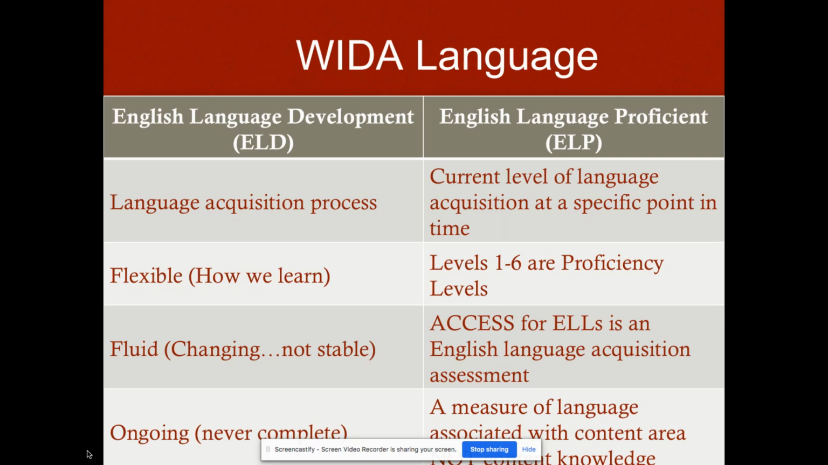For English language proficiency, that is where the Access for ELLs comes in, and we'll talk about that more in just a few minutes. So that is an assessment at a specific point in time. Our students test around January or February, depending on our testing calendar for each year. And it tells us at that moment in time what their English language proficiency is. And they can be at a 1 all the way up to a 6. A 1 is generally a newcomer, and a 6 means someone is very proficient in the language.